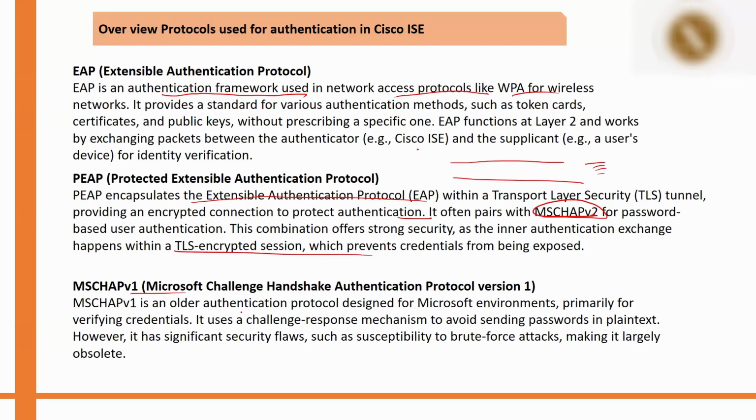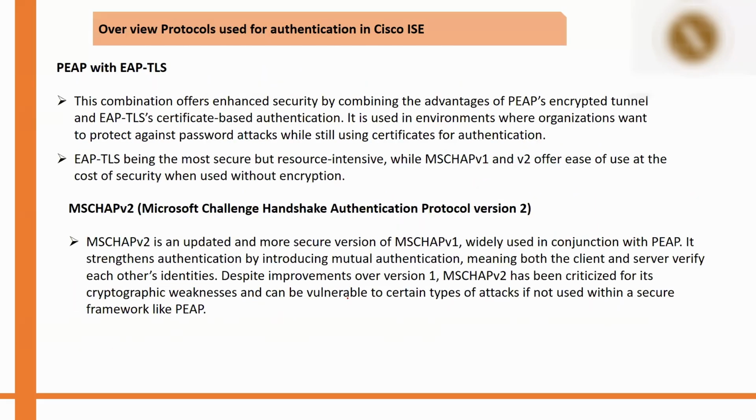Then MSCHAP v1. It is an older authentication protocol, and it is used for verifying the credentials. Basically, it uses a challenge response mechanism to avoid sending passwords in plain text. The passwords will be hashed basically. PEAP with EAP-TLS. This combination offers enhanced security by combining the advantages of the PEAP encrypted tunnel and EAP-TLS certificate-based authentication. So the tunnel also will be formed, and the authentication also will happen through the certificates.